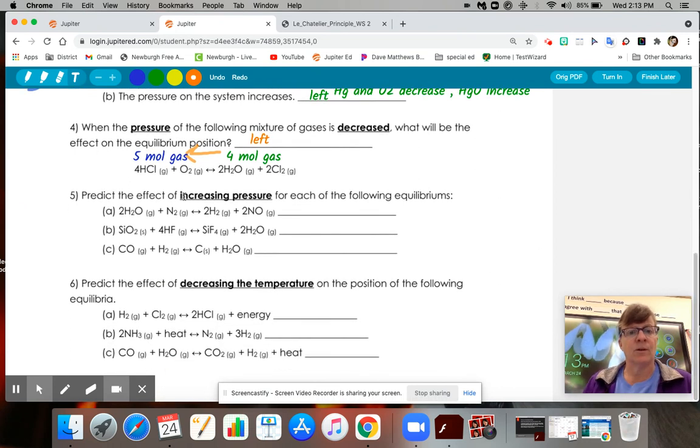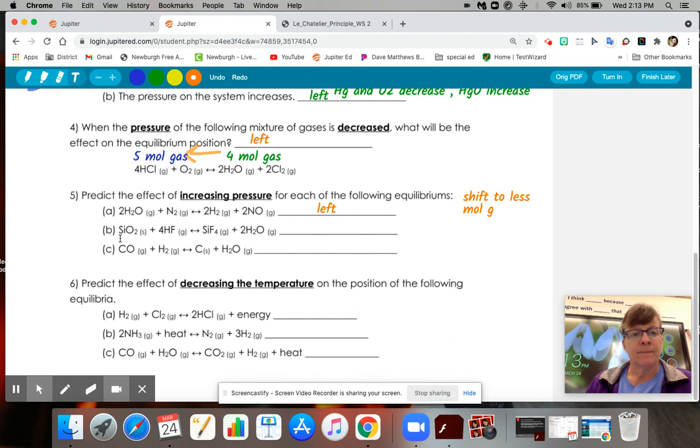Okay, let's go through. I'm going to do these a little more quickly, so hopefully you're picking up. Increasing pressure in general, you're going to shift to less moles of gas. So let's make a note of that. Increasing pressure, you shift to less moles gas. Let's go find that. I have 2 moles of gas here and 1 more. So 3, and over here, 2 and 2 make 4. So I want less moles. I'm going to shift to the left.